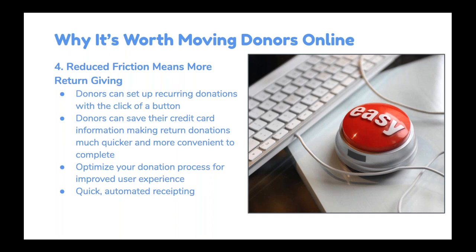First, they need to wait for another mailer that has an envelope from you, find their checkbook, write the check correctly, which is a challenge for some people in this day and age, put it into the envelope and send it to your office. So that's a multi-step process for them. And it probably takes at least a few days from them writing the check and putting it in the mail to actually receiving it at your nonprofit. Online, donors can set up a recurring donation with just the click of a button so that they can give on a monthly basis without having to do anything to initiate that.